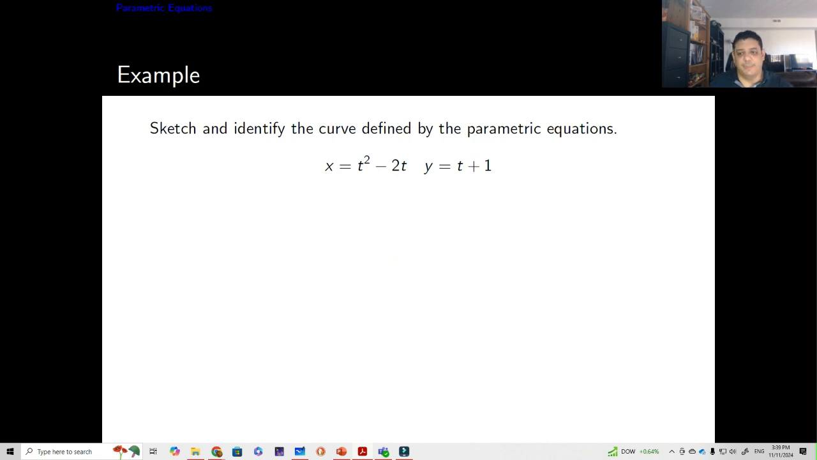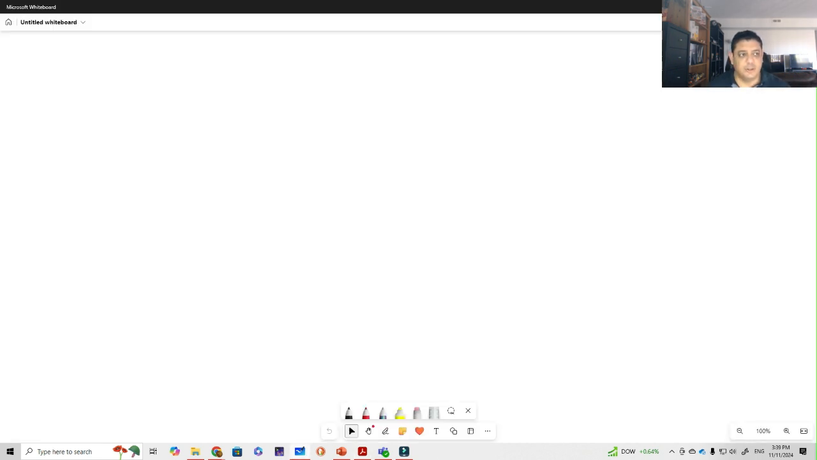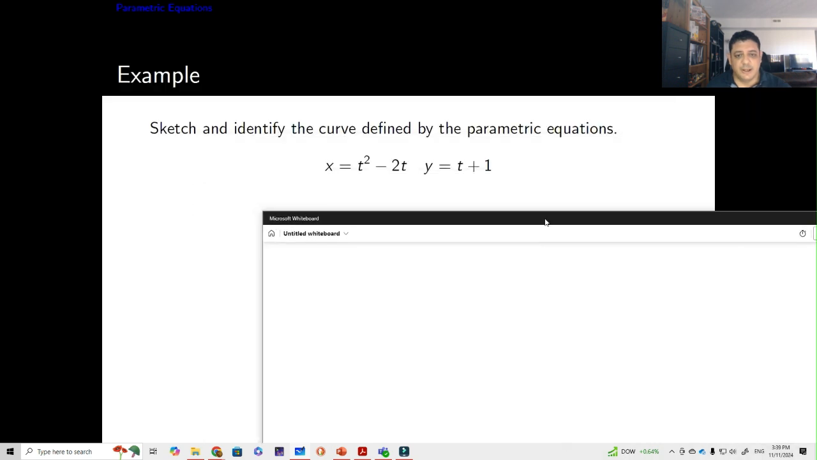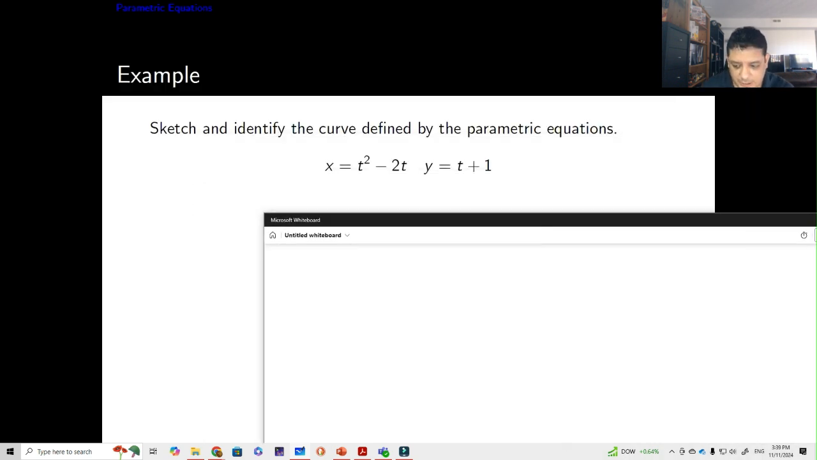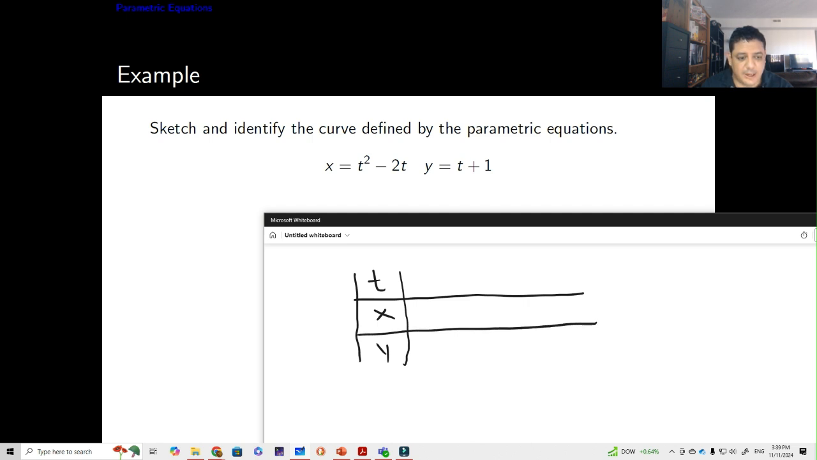Now let's take a look at an example. Let's first try to sketch and identify the curve that is defined by these parametric equations. Let's go to the board for a second and pick some values that we can use. We want to describe everything in terms of the parameter, so we start by giving t, and of course we get x and y. Depending on the curve, you may be given certain values for the parameter, but if not, you can use whatever values you like.